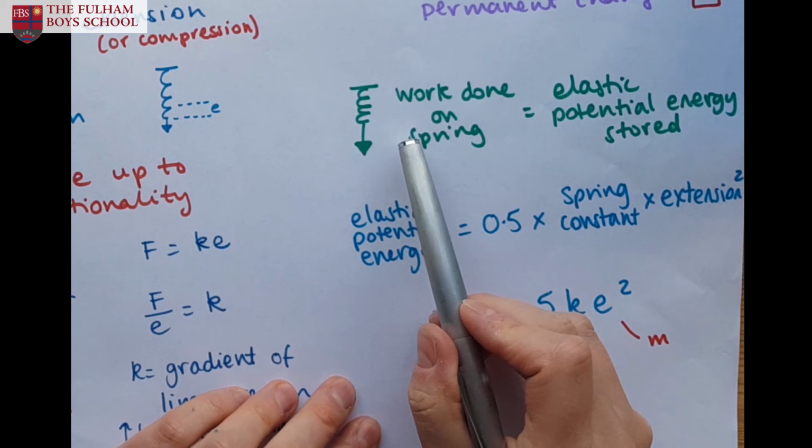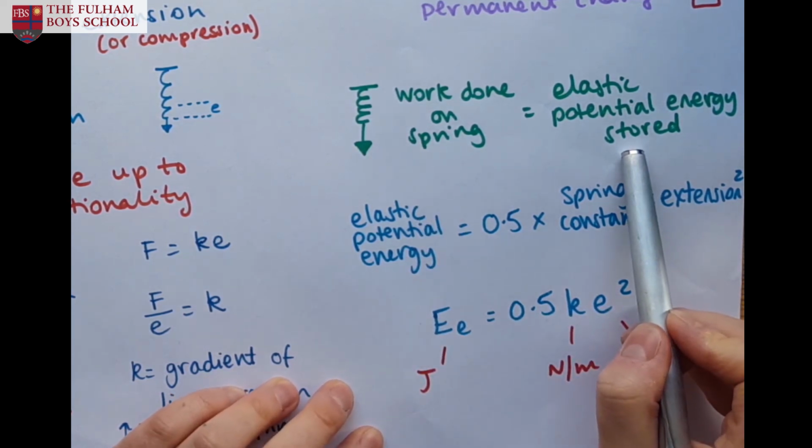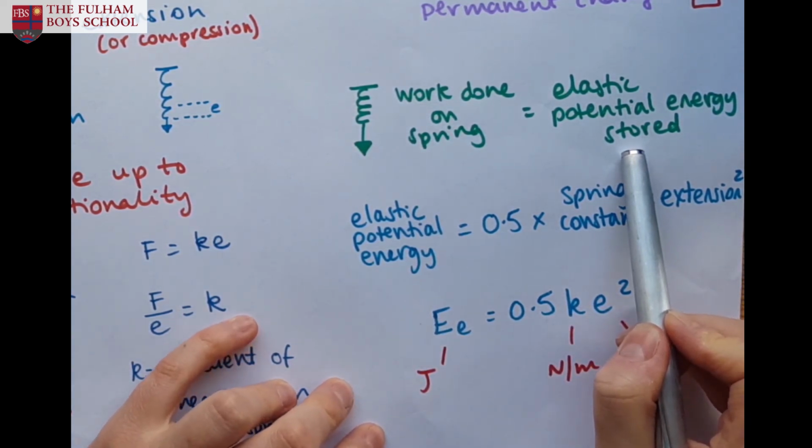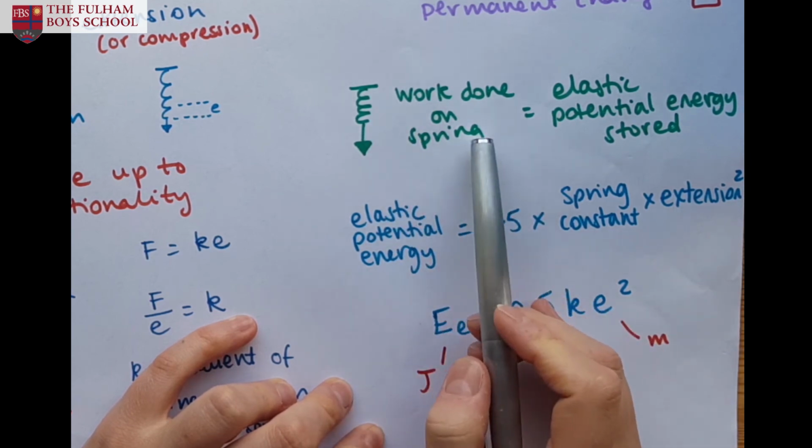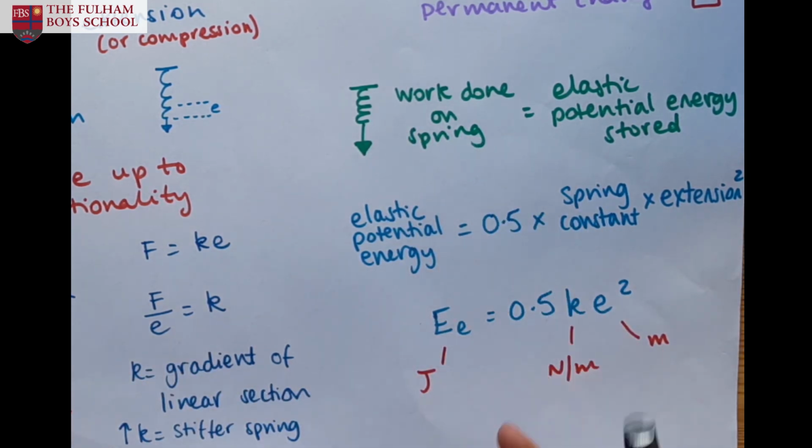Now, the work done on the spring is equal to the elastic potential energy stored in the spring. We can't use work done as force times distance to calculate this elastic potential energy, though, because the force is not constant. If you imagine pulling a spring, it's easier at first to pull the spring, but then it gets harder. So the force is not constant. So we have to use a different equation. This equation you're given, you just have to be able to rearrange and use it, which is not necessarily easy because of the squared in there.